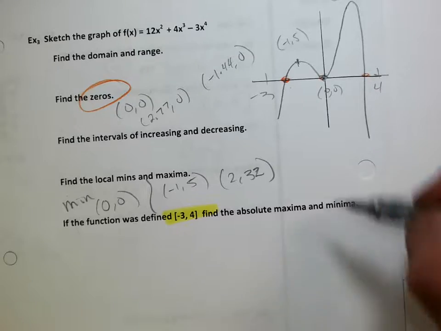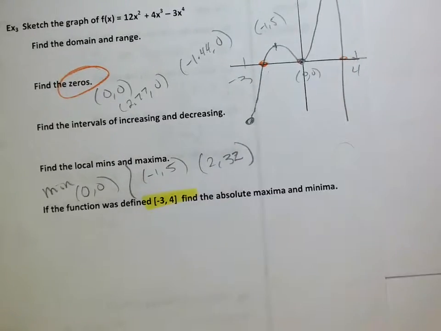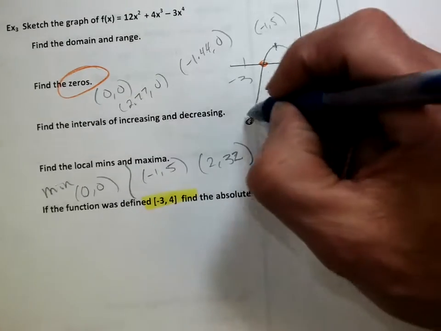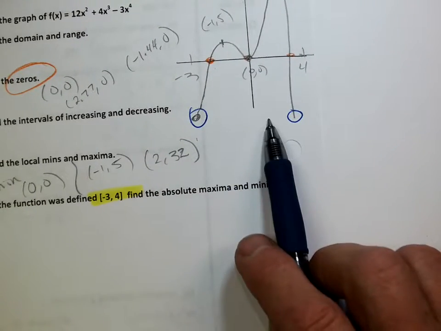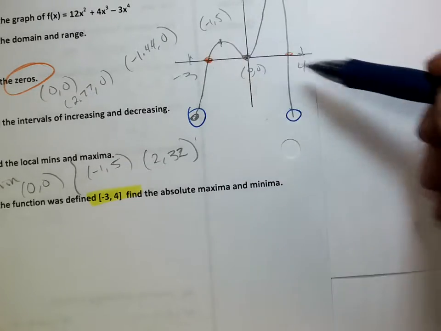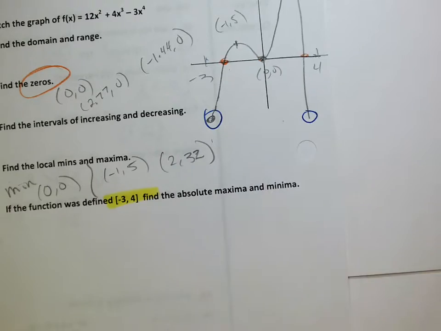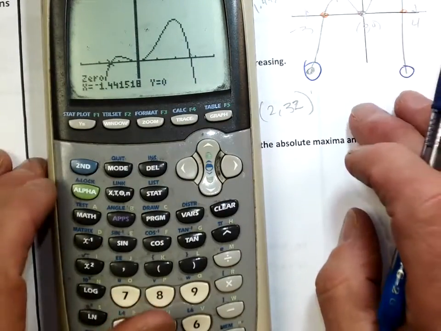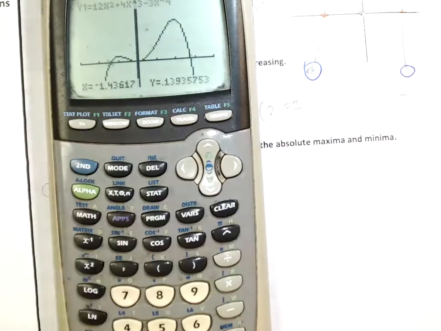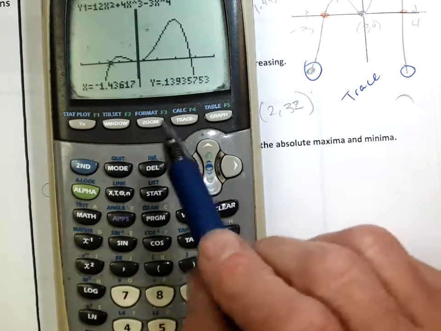Now, there's two more points I need. Okay, two more points. I'll do this in another color. I need to know this point here, and I need to know this point here, right? Because I'm looking at it only between -3 and 4, okay? Which point's lower? Do you know? Okay, here's another easy way to find this. One more time. I'm not going to go second calculate. I'm going to go to trace. Everybody hit trace, the trace button right there.